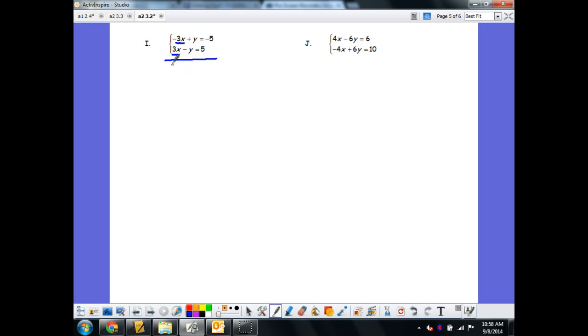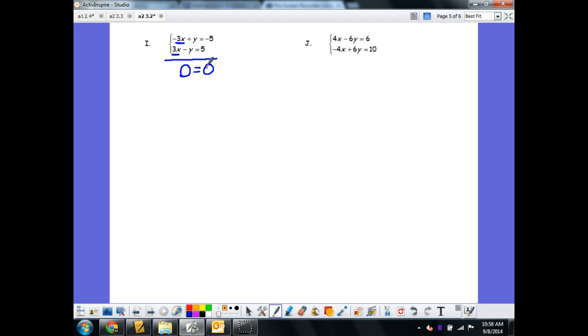Negative 3x plus 3x cancels. Y minus y also cancels. So what we have left on that left side is just a 0. And then on the right side, negative 5 plus 5 is also equal to 0. So what happened in this case was that both of those variables canceled out. Both of them were eliminated.